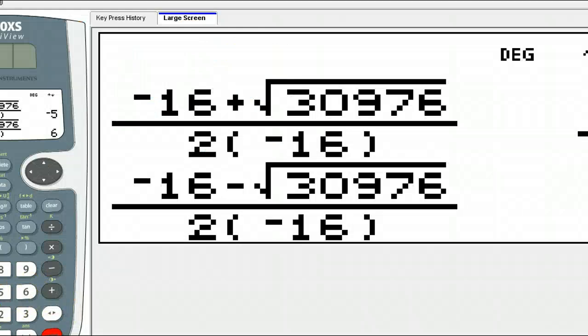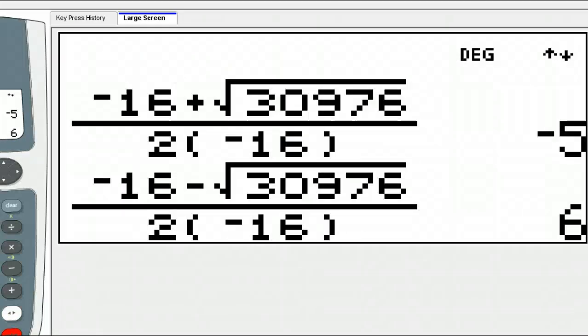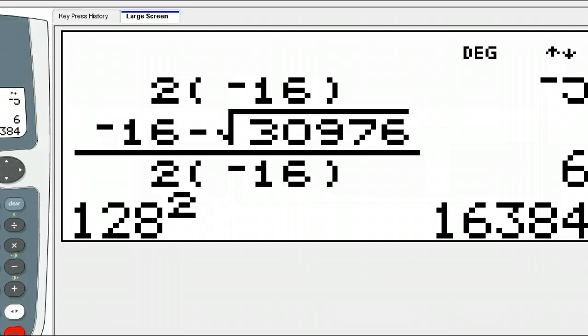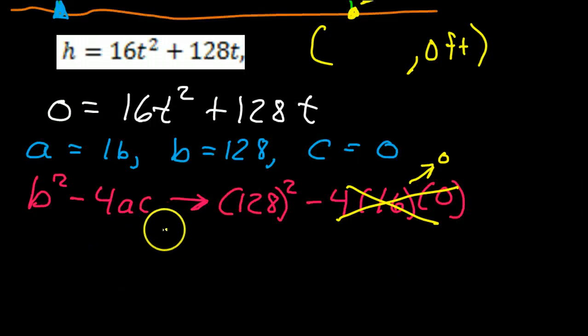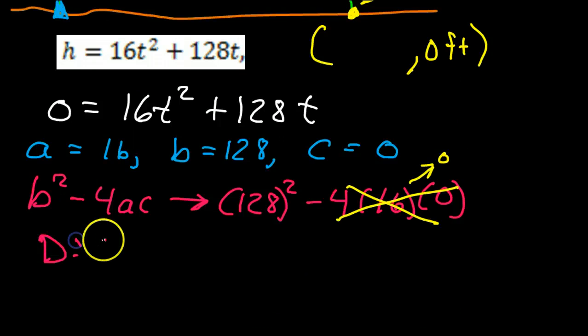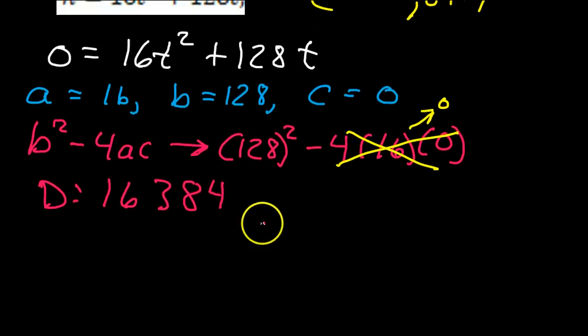Okay, so slide to the right. So 128 squared is all it is. So 16,384 is our discriminant. Okay, so that's the discriminant.